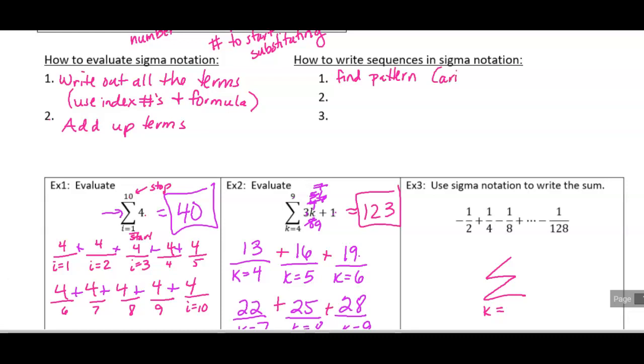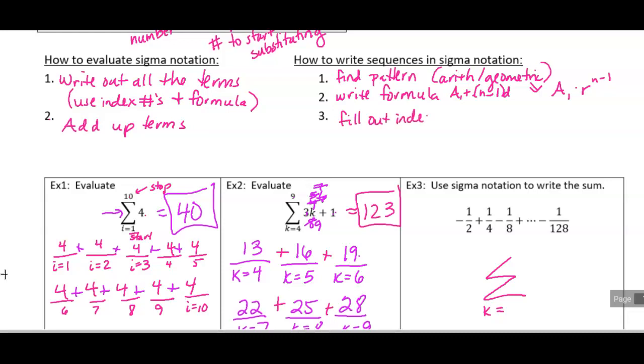Okay, if it's arithmetic or geometric. There are other patterns, but we don't do that in this class. Step number 2 is you want to write the formula. So that's the general formula. Remember, if it's arithmetic, we had a sub 1 plus n minus 1 d. If it's geometric, it was a1 times r to the n minus 1. That was from 5.9.